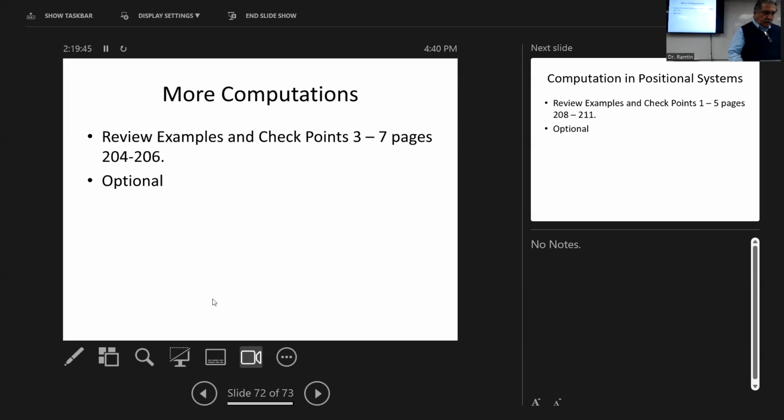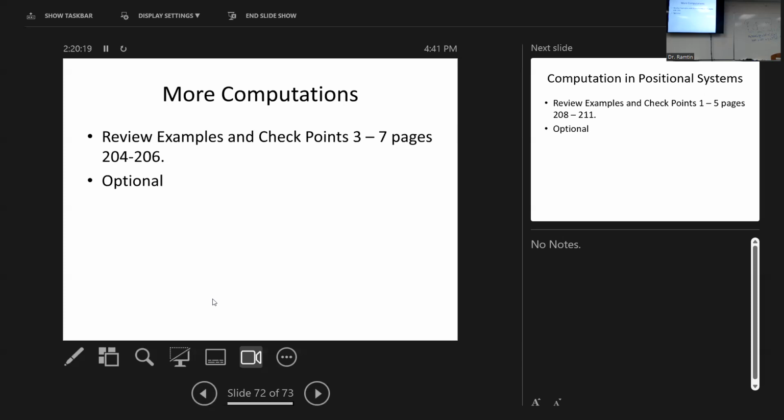I think we can finish right after this. Let's look at page 204, example 3. Convert EC7 base 16 to base 10. And we need that table right on the right side. Otherwise, we don't know what we are talking about.